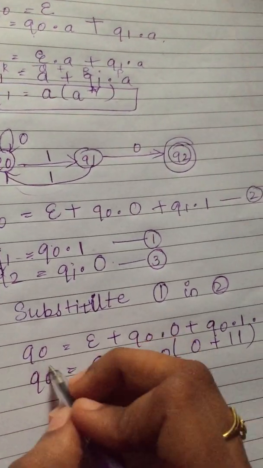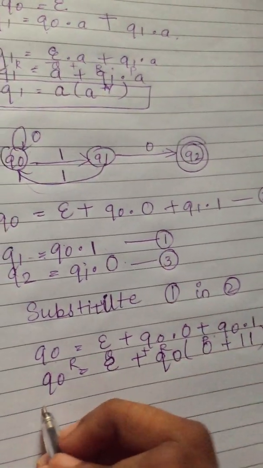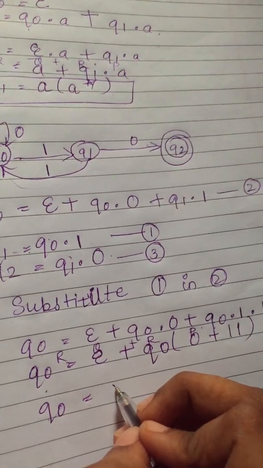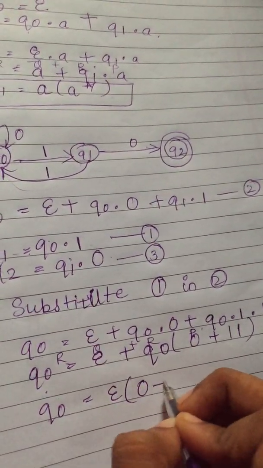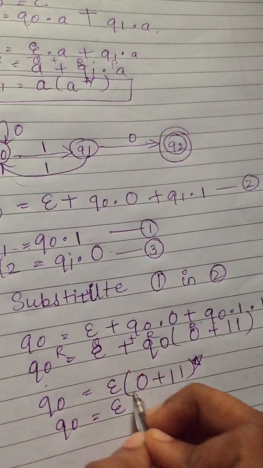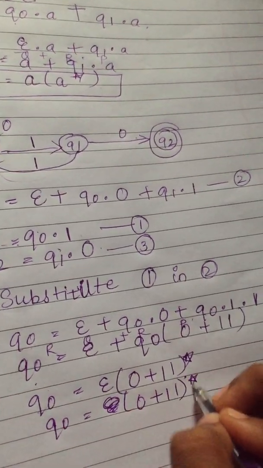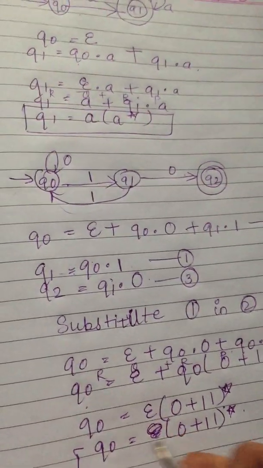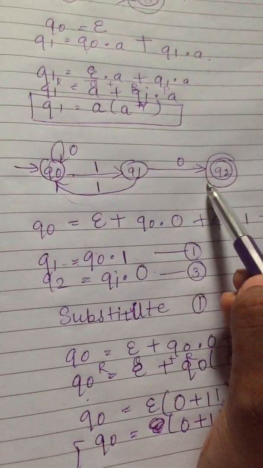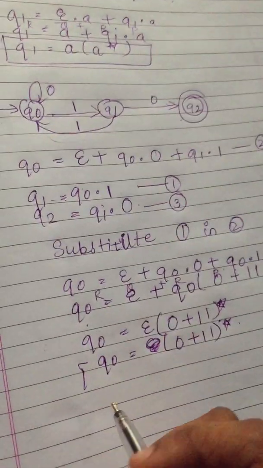Now this becomes R equal to Q plus RP. So we can write using Arden's theorem, Q0 equal to QP star, that is epsilon, 0 plus 1 1 star. So Q0 is nothing but epsilon 0 plus 1 1 star. Sorry, epsilon can be ignored. So this now, but this is not our RE because this is not our final state. The final state is Q2, so we have to go till Q2, right?